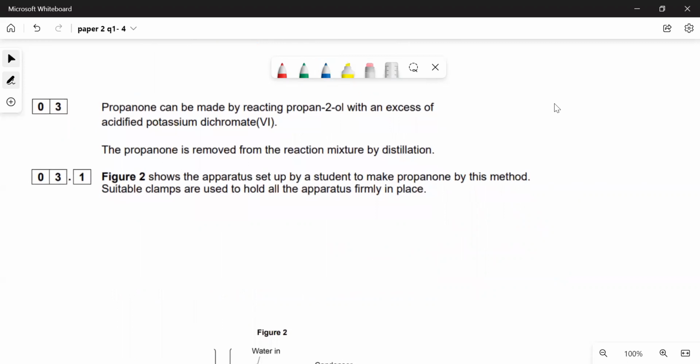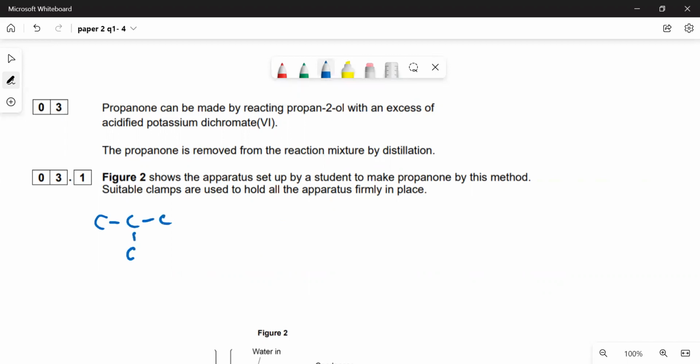Okay, propanone can be made by reacting propan-2-ol with an excess of acidified potassium dichromate. So that of course is an oxidation reaction. We just draw it: propan-2-ol is a secondary alcohol, and if you oxidize it, you're going to form propanone, a ketone. Okay, this shows the apparatus. So they're refluxing it with acidified potassium dichromate.